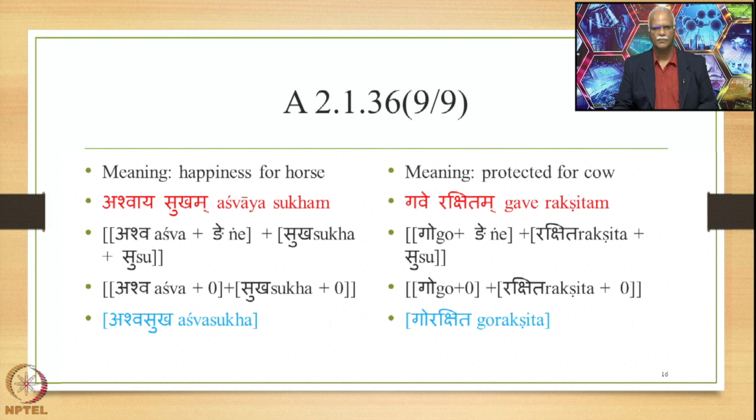And finally we have the meaning protected for cow, gave rakshitam. This is the laukika vigraha, and we process it further, and first we get go plus nge plus rakshita plus su. Then because this is a samasa, this is also a pratipadika, and so supodhatu pratipadika yoho applies and deletes both nge and su, and so we have go plus zero plus rakshita plus zero, and so we get the finally derived output in the form go rakshita. This is same as gave rakshitam as far as meaning is concerned.